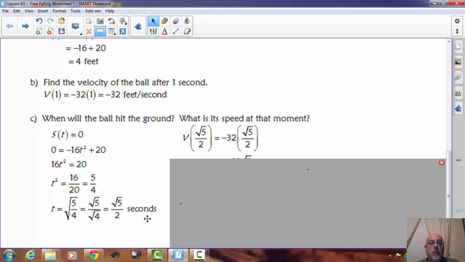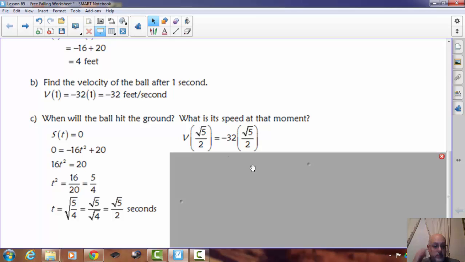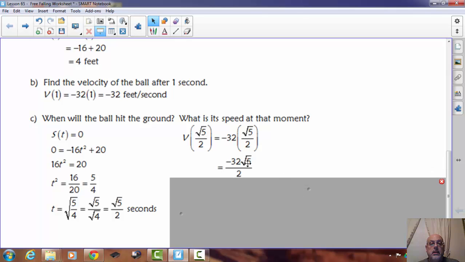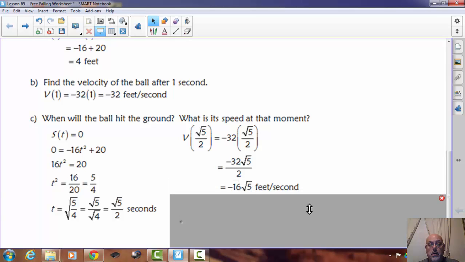Its speed at that moment, we now go to the v of t function, and since we know time is radical 5 over 2, you evaluate that function for radical 5 over 2. So on the right side, I put the radical 5 over 2 where the t appears. When you multiply by negative 32, you get negative 32 radical 5 over 2, which is negative 16 radical 5 feet per second.